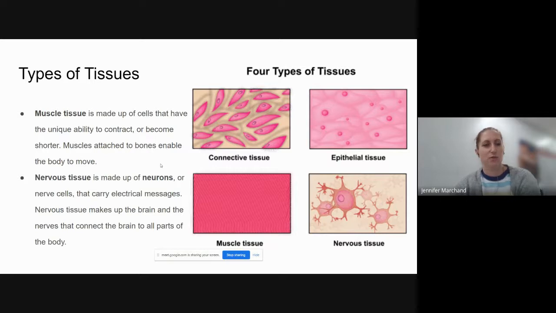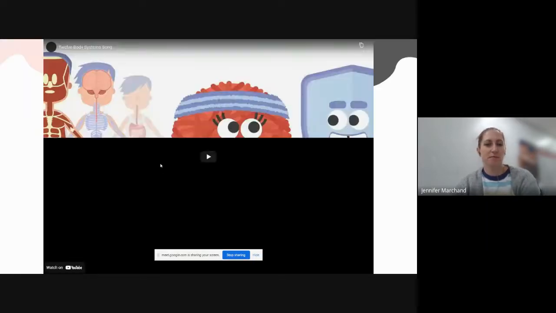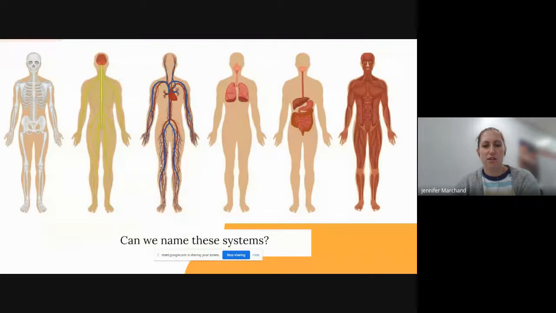So those are 4 types of tissues. Got 2 videos in here that I want you guys to remember. But let's take a look at these body systems right here. So I see this one right here, and I see bones. Bones also means skeleton, so this is the skeletal system.